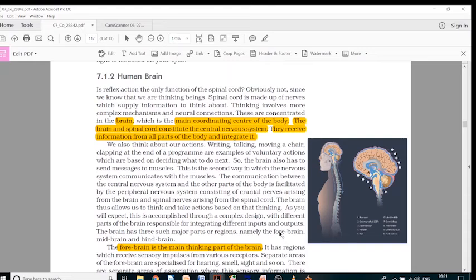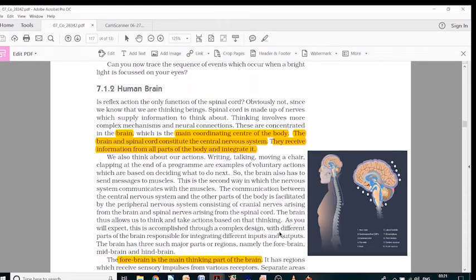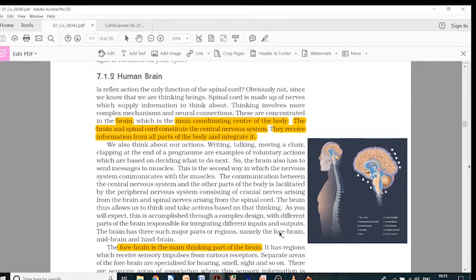Our next topic is the human brain. The human brain is the main coordinating center of the body. This is the human brain you see, and this is the spinal cord, which is inside the vertebral column. The human brain and the spinal cord together form the central nervous system of the body. They receive information from all the other parts of the body.